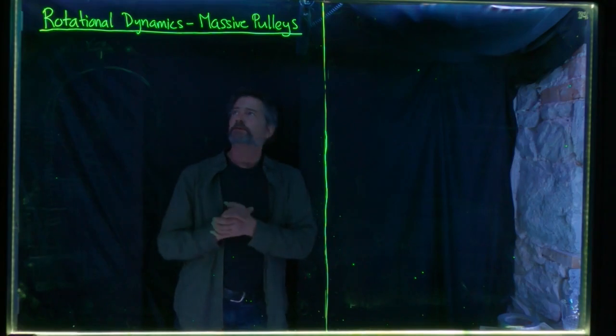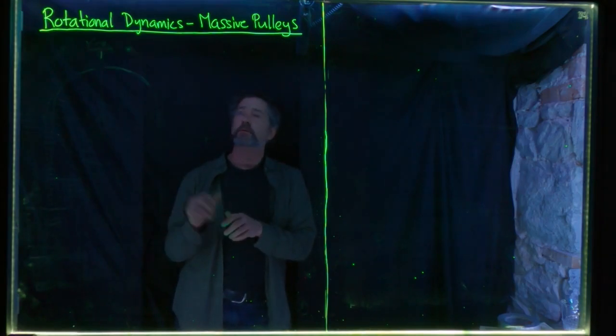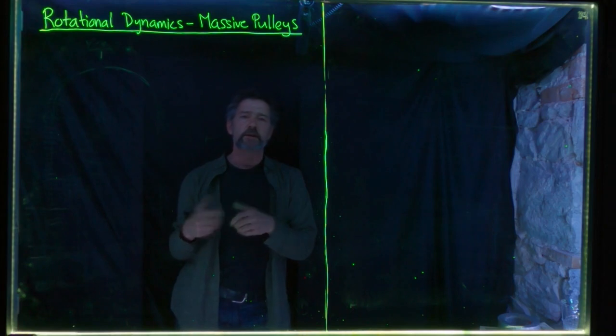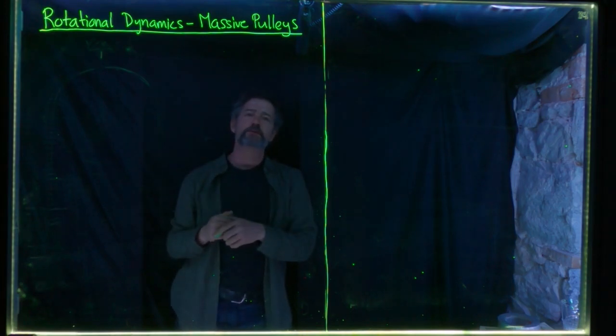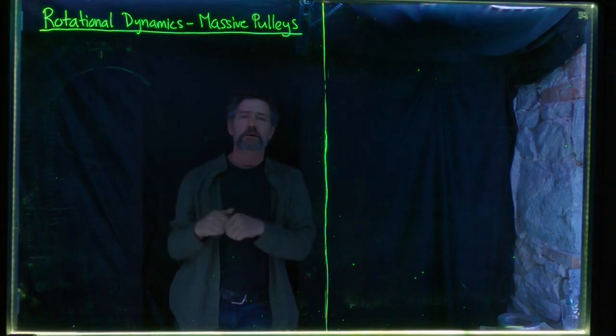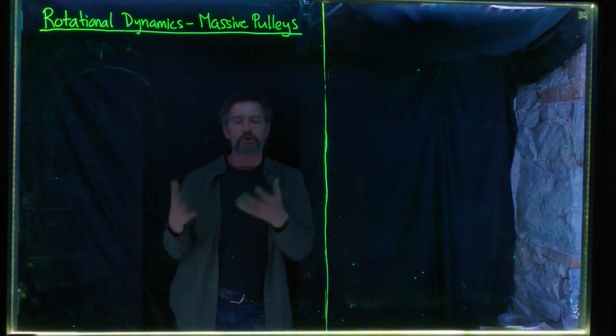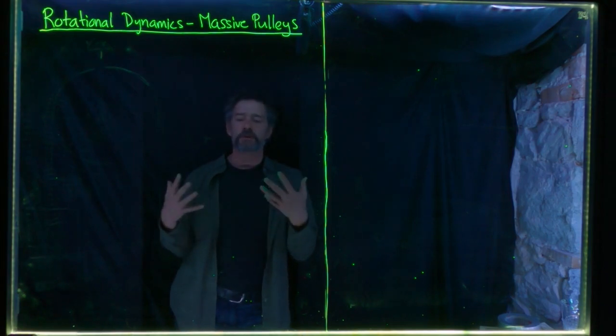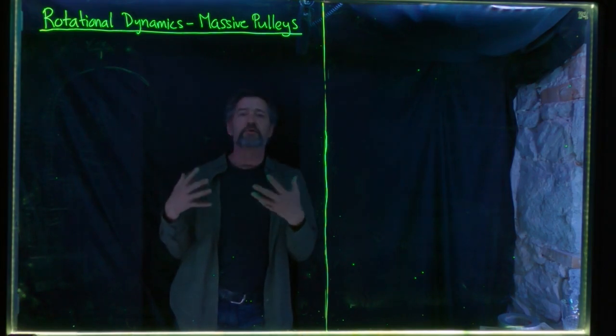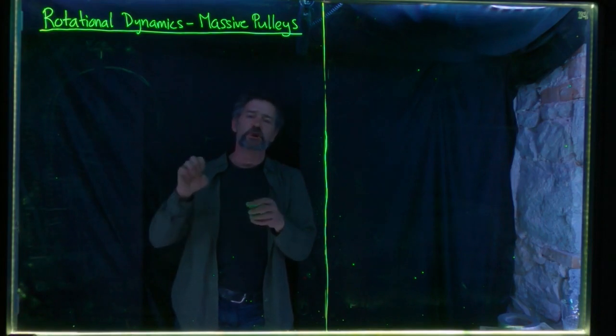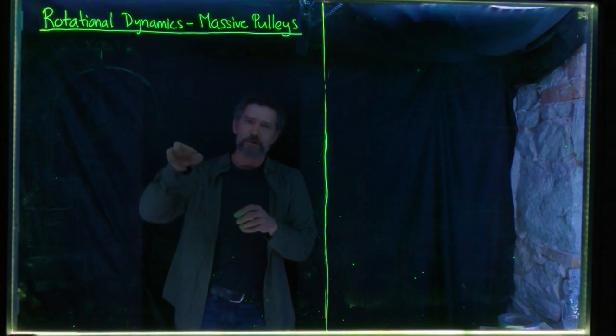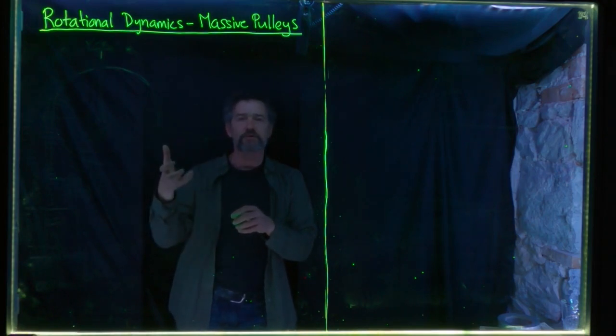Okay, so now we're going to consider an interesting and important example of rotational dynamics, and that's the example of a massive pulley. Up until now, we've considered our pulleys to be ideal in the sense that they are virtually massless, which means they have virtually no moment of inertia, which means they present virtually zero resistance to changes in their angular velocity. So by exerting negligible counterclockwise torque, we can get that wheel spinning faster and faster in the counterclockwise direction.